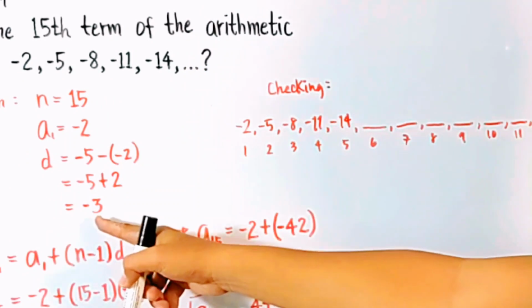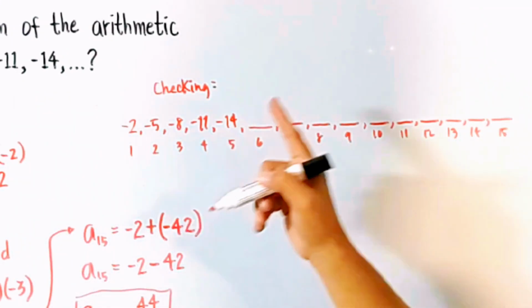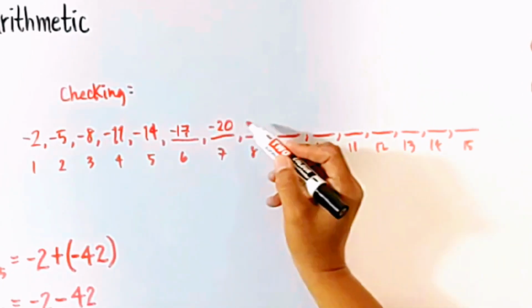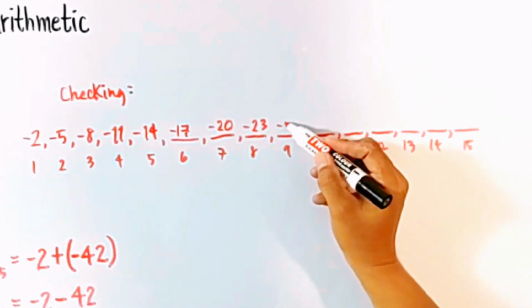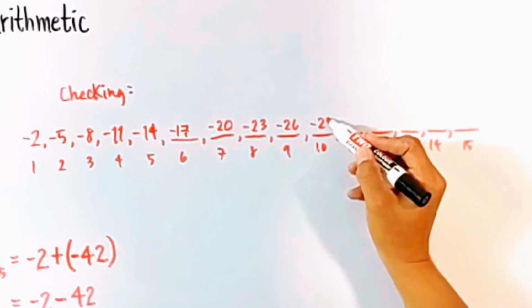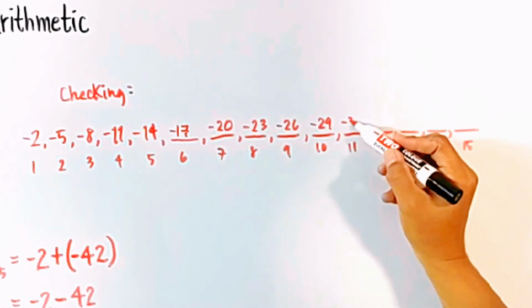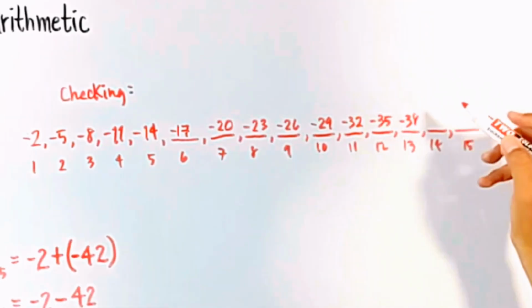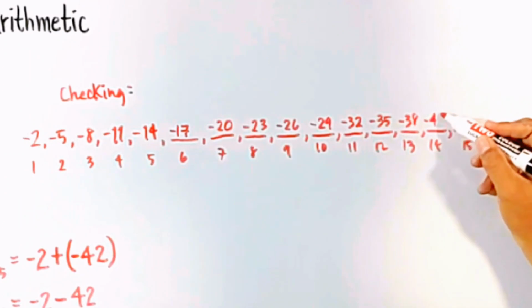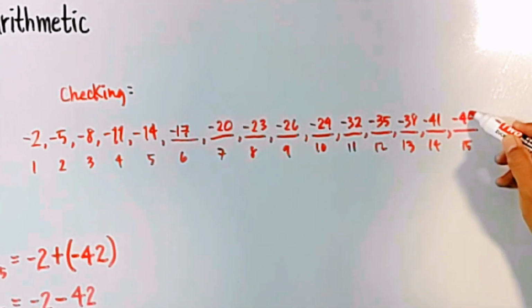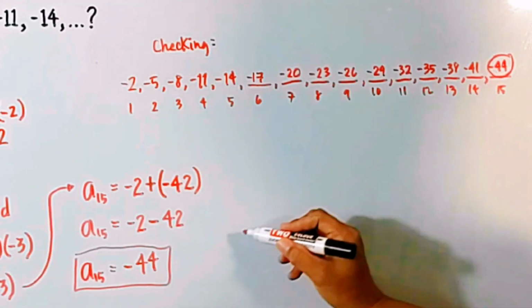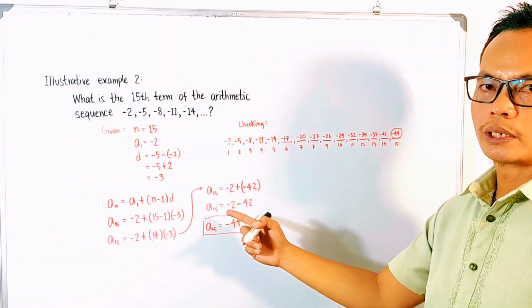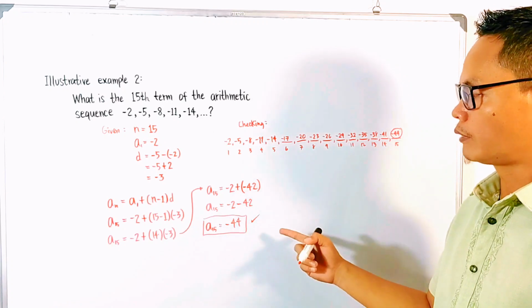So the common difference is 3. After negative 14, we have negative 17. We have negative 20, negative 23, negative 26, negative 29, negative 32, negative 35, negative 38, negative 41, and we have negative 44. So this answer reflects the result from applying the notation. Therefore, this solution is correct and valid.